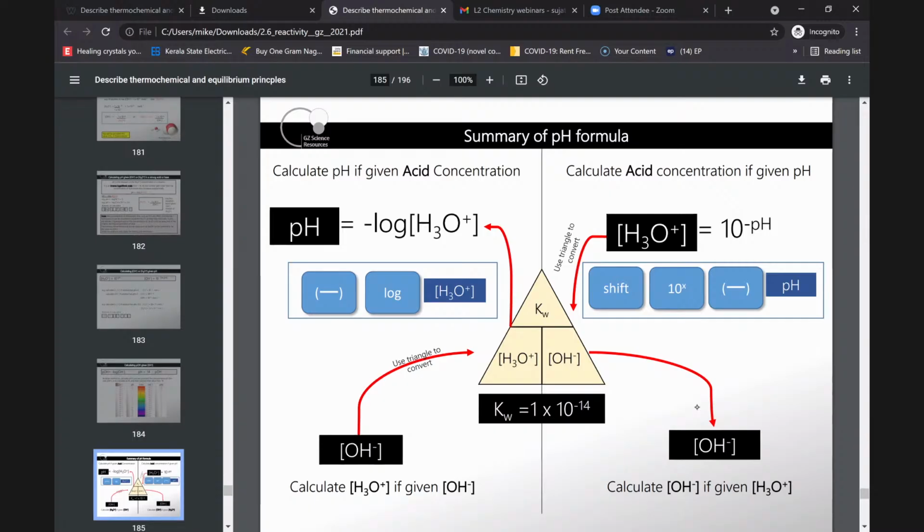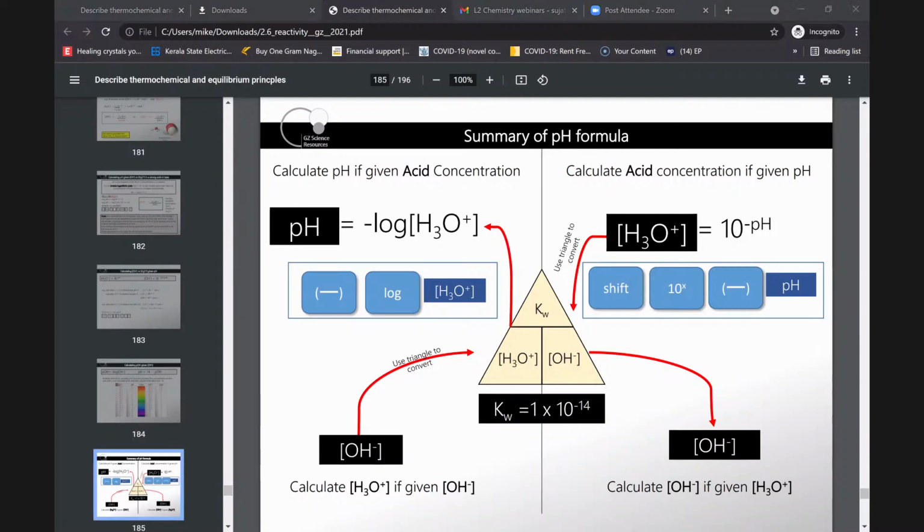Afia is asking, she's kind of confused on how do you know if the reverse or forward reaction is favored? So how do you know if the forward or reverse reaction is favored? Okay, that depends on your Kc value. So I'll go back to my earlier slide.